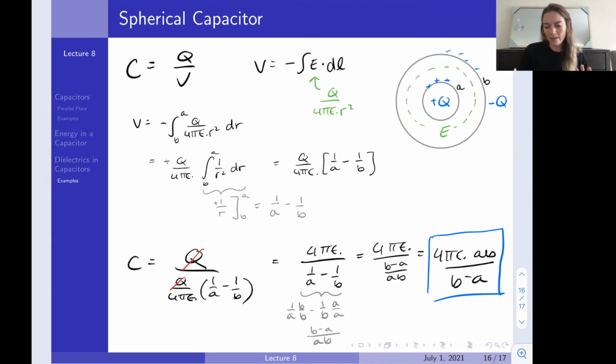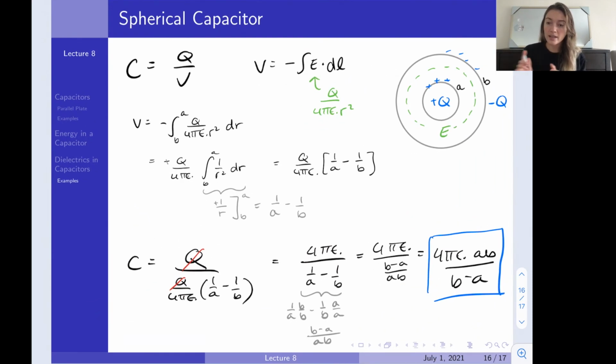Now you don't have to do this final step, it's not necessary. It's not wrong if you leave your answer like this. It's just that generally you don't want fractions in your fraction. And this way it's also clear that my capacitance is positive, because my radius b is bigger than my radius a. So this denominator will definitely be positive, so my overall capacitance is definitely positive. Whereas here, it's a little bit obscured that this is actually a positive quantity.